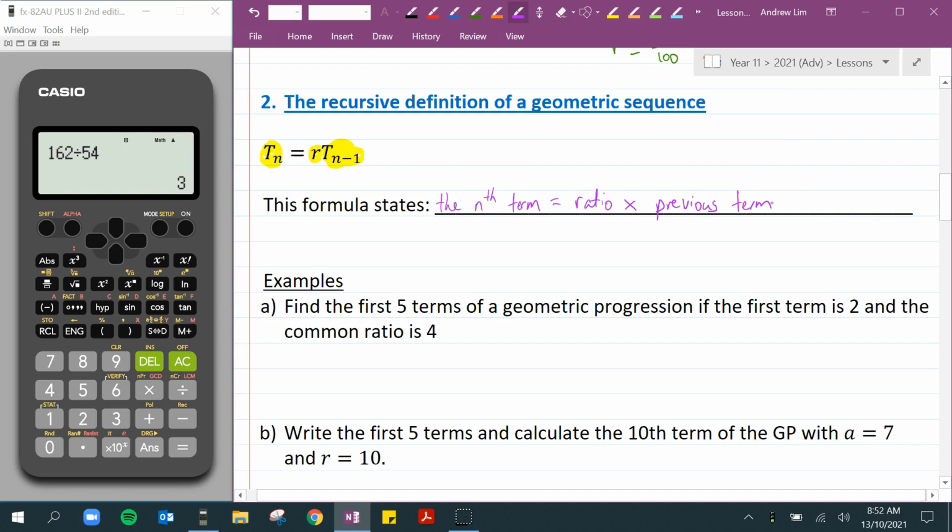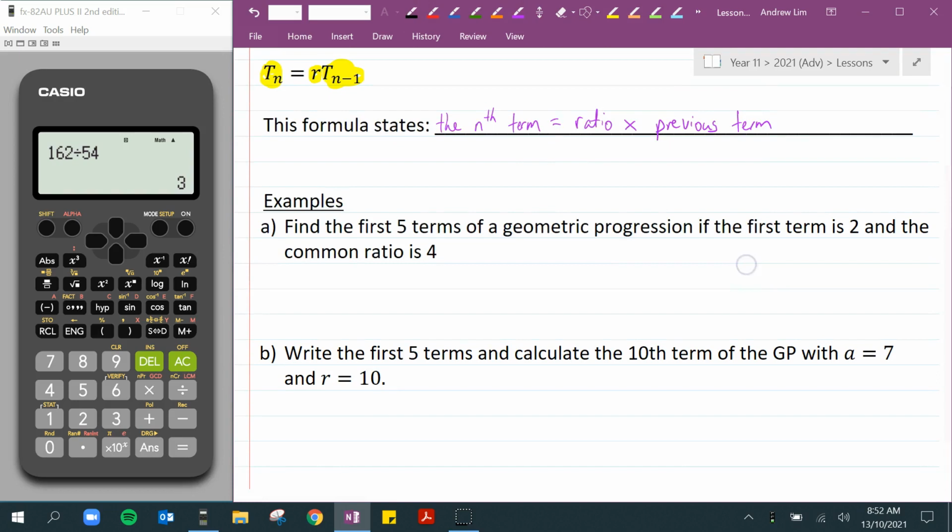So let's have a look at some examples. Find the first 5 terms of a GP if the first term is 2 and the common ratio is 4. Okay, so we know the first term is 2 and the common ratio is 4. So all I'm going to do is times that by 4. 2 times 4 is 8. Then times that one by 4. 32. Times this one by 4. That should be 128. Times this by 4. That should be 512. Let me just double check. Yep. And that's it. That's my first 5 terms.